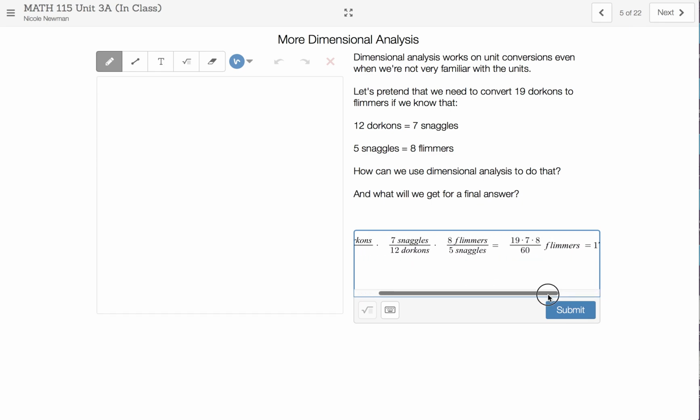All right, so one more time so you can see all of it. Here's the setup. The Dorkans are canceling, the Snaggles are canceling, and flimmers are left over. And that's what we needed to do. We needed to get to flimmers. To make it happen, we need to multiply all those numerators together and all those denominators, and then we need to do a final division.